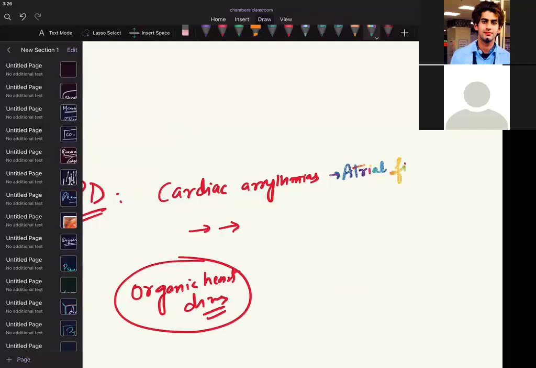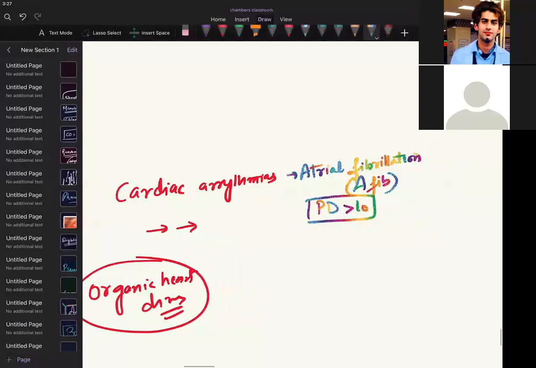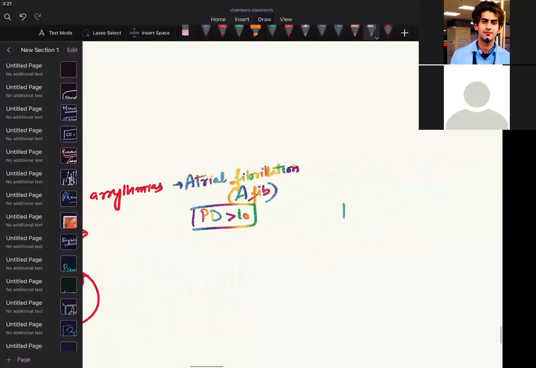Atrial fibrillation, we call it AFib in short. In atrial fibrillation, we have a pulse deficit greater than 10. Can you tell us in which it is less than 10? That's the way we can remember. Less than 10 is seen in heart blocks. I'll be telling you this in arrhythmias when I teach you the conduction system. Don't worry.